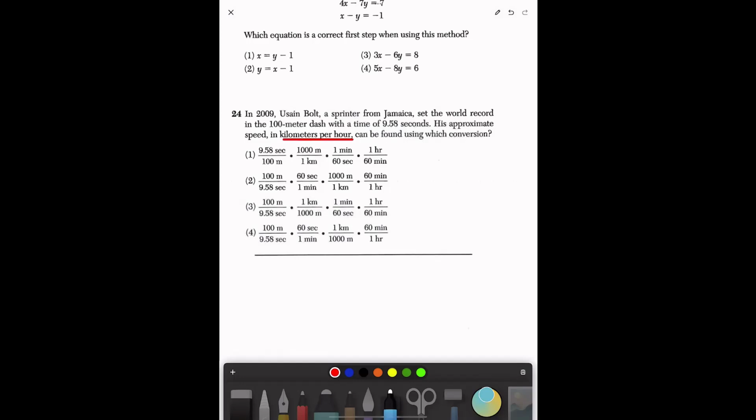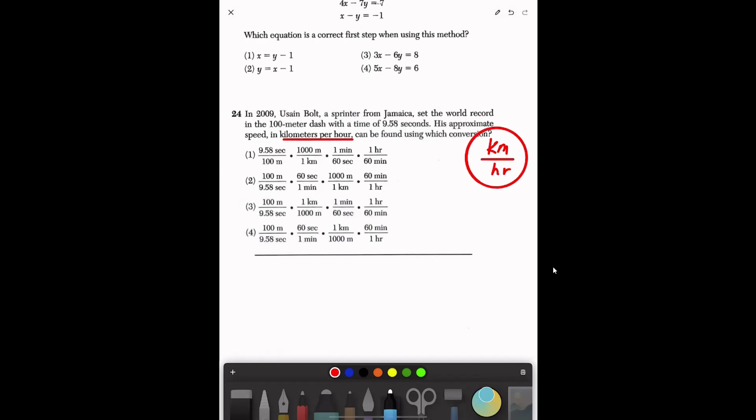Now, some students get confused and start looking at the numbers. The numbers do not matter. In fact, it would be better if we just blotted them all out. What really matters are the units. And what you're looking for when you get done, there should be a km on the top and an HR on the bottom. If you don't see this, then it's not right, because that's what we're trying to convert to.